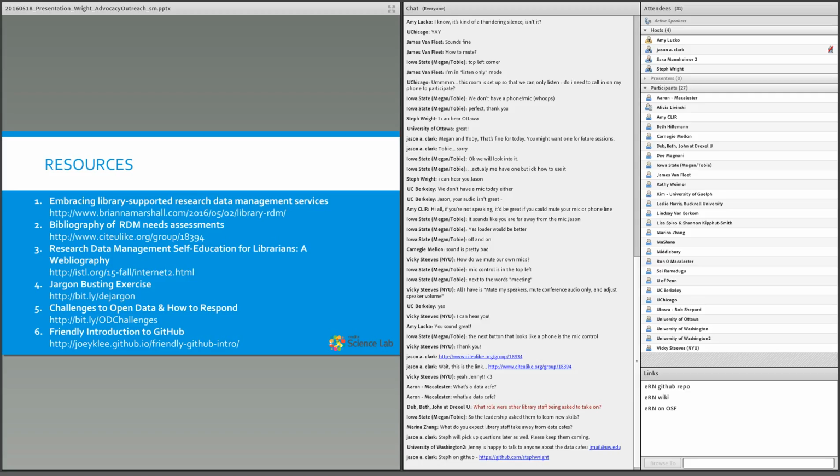This is the resources page I mentioned. It will be part of this slide deck, and this slide deck will be made available openly. At Mozilla Science Lab, we're all about being open, so all our educational resources are maintained in GitHub. At the bottom of this slide, I've included a link to our friendly introduction to GitHub workshop, which you can do a lot of the exercises online.